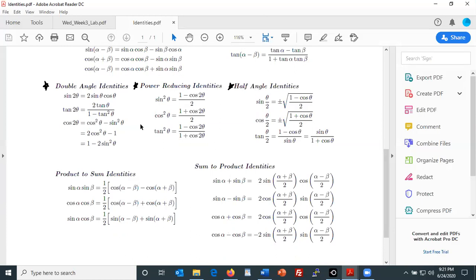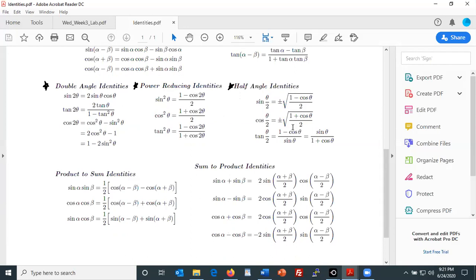Essentially, the half angle identities right here can be found by taking the square roots of these, and then you let your theta be replaced by theta over 2. So then this here gets divided by 2, making it a 1 theta. In other words, you're taking half of your angle quantities to get these equivalent expressions.